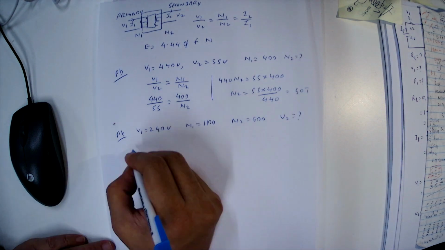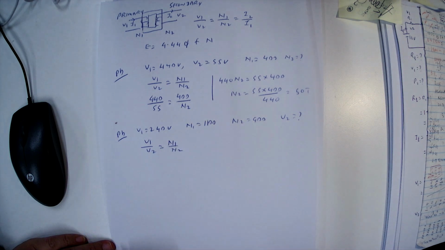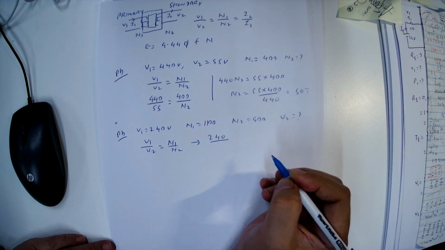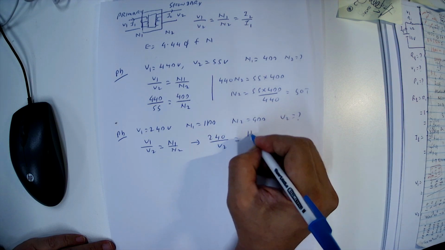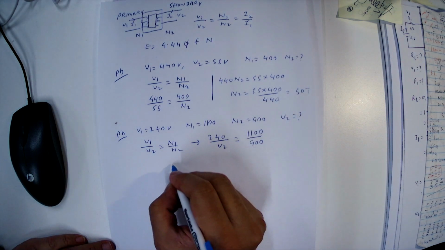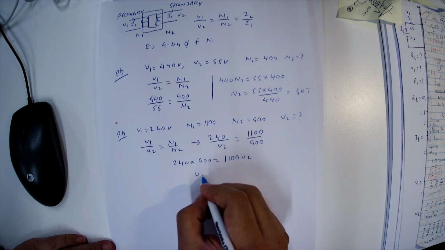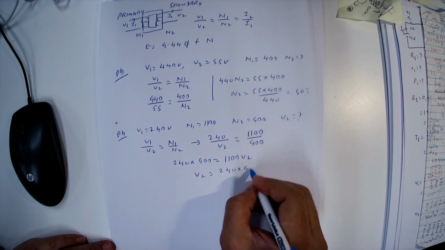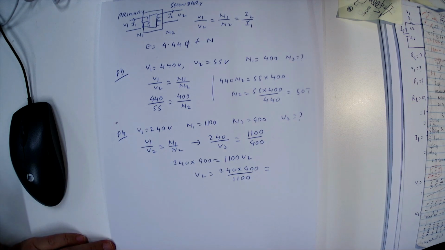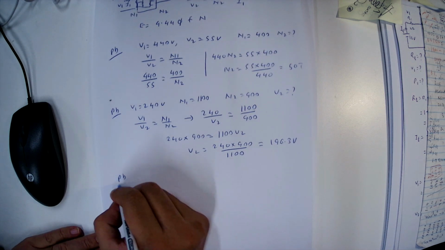So we write down the equation V1 by V2 equal to N1 by N2. We substitute V1 240, V2 we need to calculate, N1 1100, and N2 is 900. Then 240 multiplied by 900 equal to 1100 V2. Therefore V2 equal to 240 multiplied by 900 divided by 1100. So in this way we get the secondary voltage 196.3 volt.